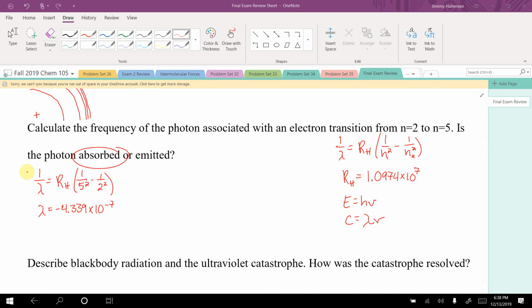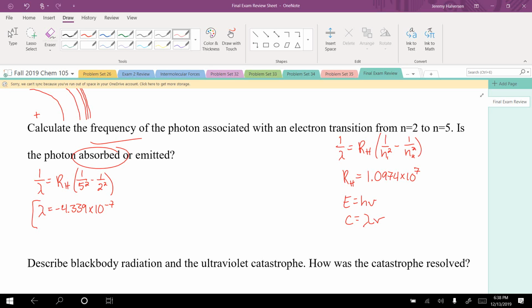So what is wrong with what I've done? Is it wrong that I did 5 first and then 2? Not necessarily. It depends on what they're asking for. But should I circle this as my answer? No, for 2 reasons. What's reason number 1? Yeah, they're asking for frequency. But if they were asking for wavelength, should I circle that as my answer? No. Why? It's negative.